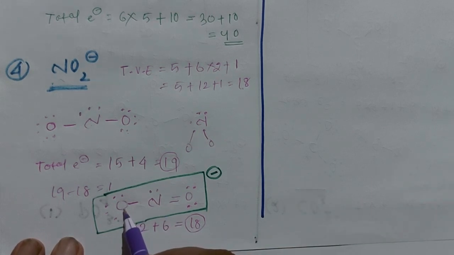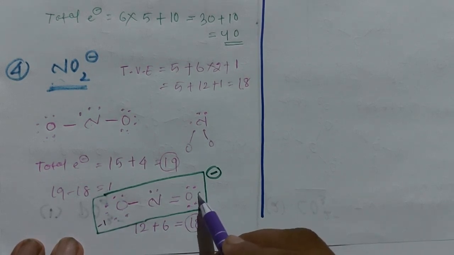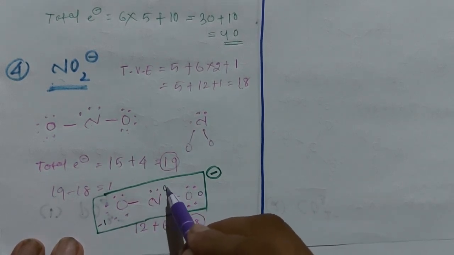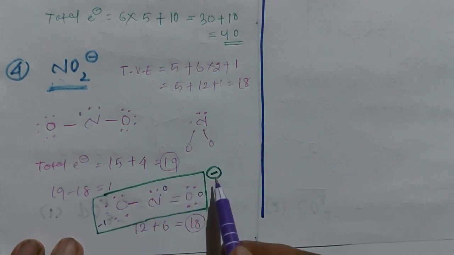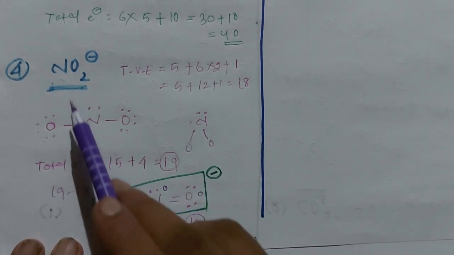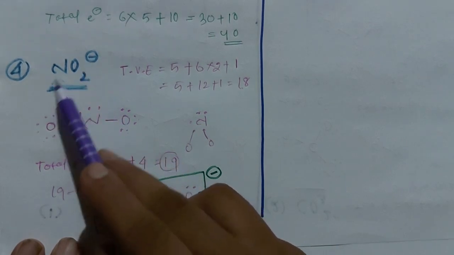And if you calculate the formal charge of this oxygen, you will get -1, and this oxygen will get 0, and this nitrogen will get 0. Now if you add all the formal charges, that is -1, 0, 0, you will get -1. So -1 is the total charge of this compound.